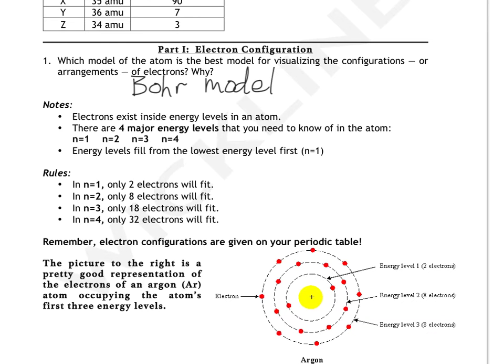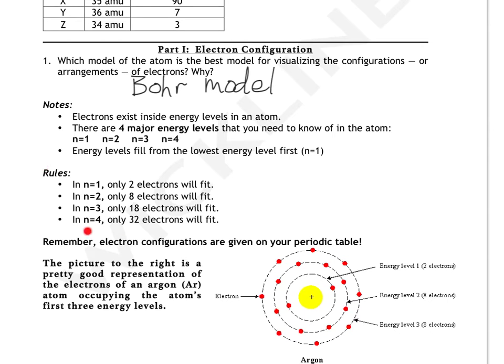So full is relative depending on the orbit that you're in. Lower orbits can hold lower numbers of electrons and higher orbits hold higher numbers. It's referenced here in this diagram. In energy level 1, 2 electrons will fit. In energy level 2, 8 electrons will fit. And in energy level 3, another 8 electrons will fit. Depending on your model, it might be 18.